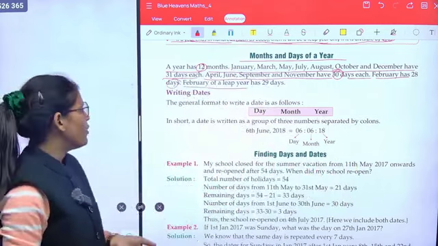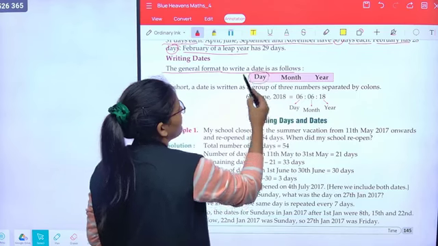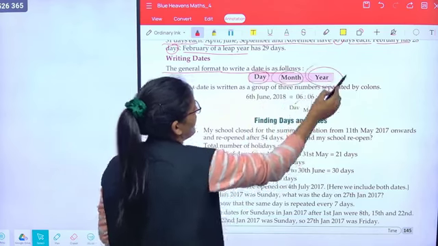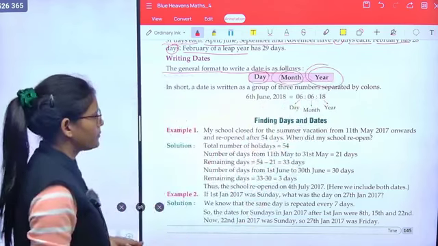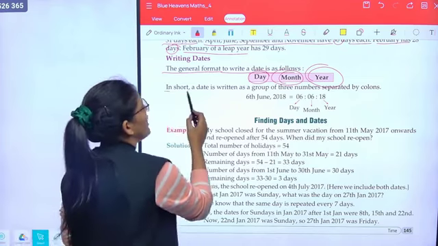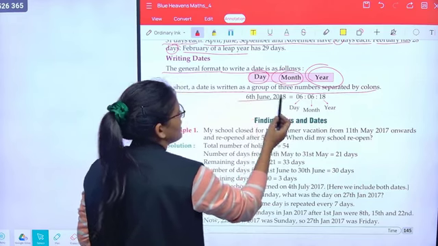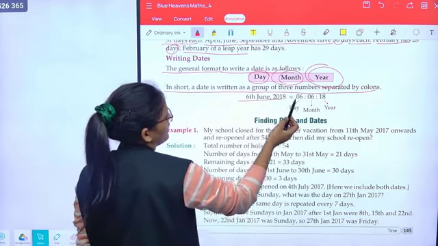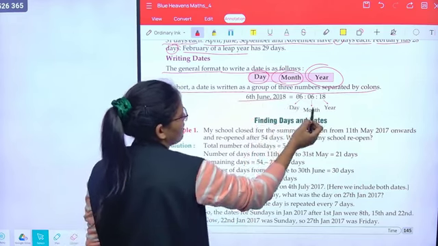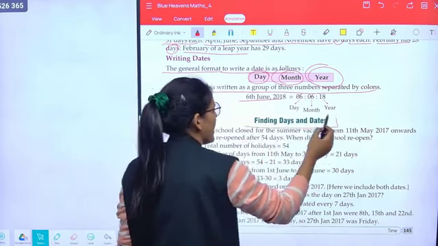Okay. Writing dates, the general format to write the date is as day लिखेंगे हम पहले, फिर month लिखेंगे और फिर year लिखेंगे. Okay. In short, a date is written as a group of 3 numbers separated by colons. 6 June 2018. So 6, 6, 18. Day, month, year.